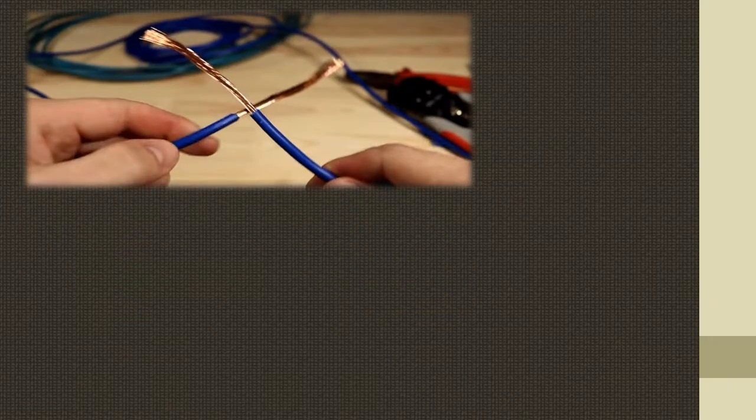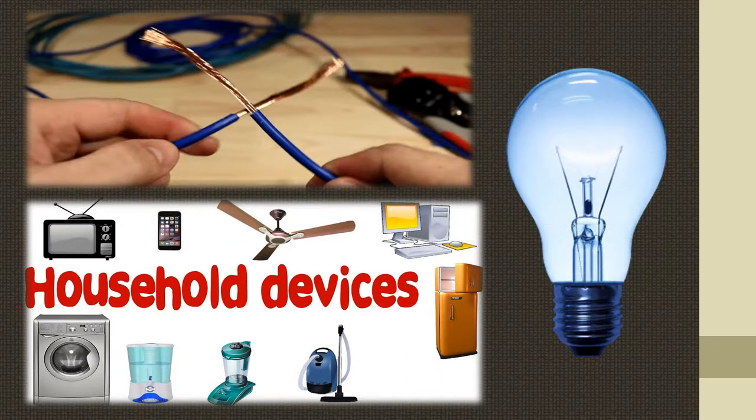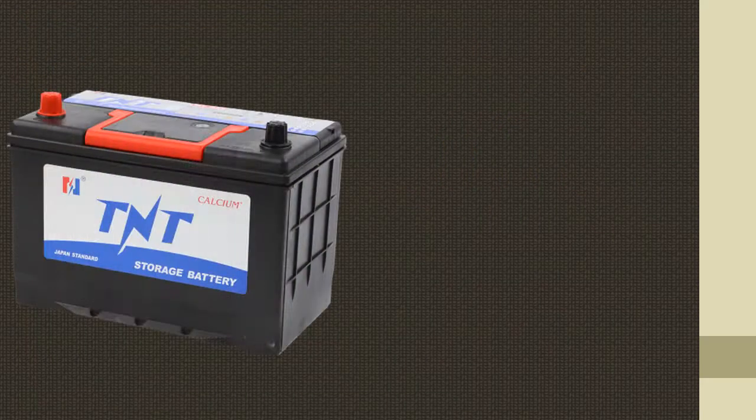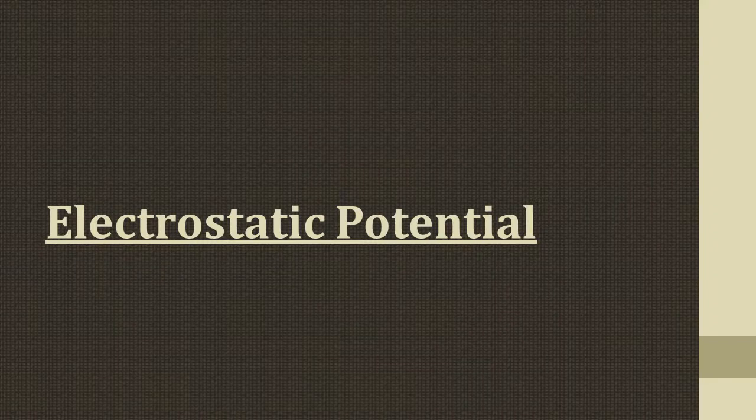You are aware of the current flowing through wires, electric bulbs, and equipment in the houses. In the electric cells of a radio or in a car battery, a current is produced by the flow of both negatively and positively charged particles. Now let's see the electrostatic potential.